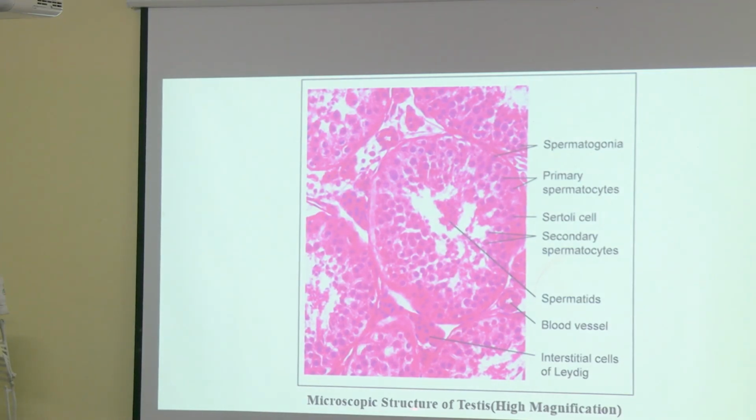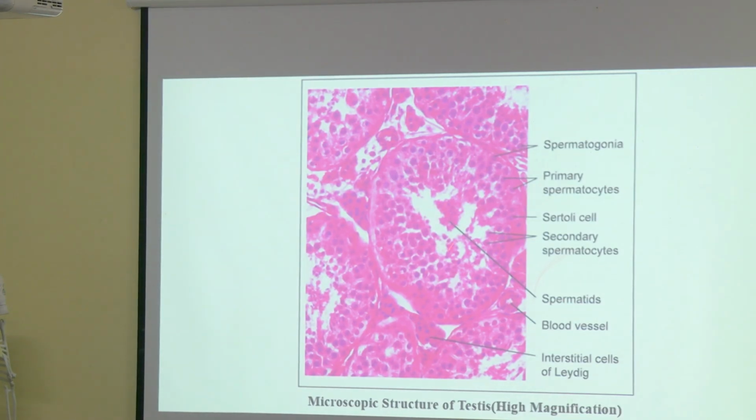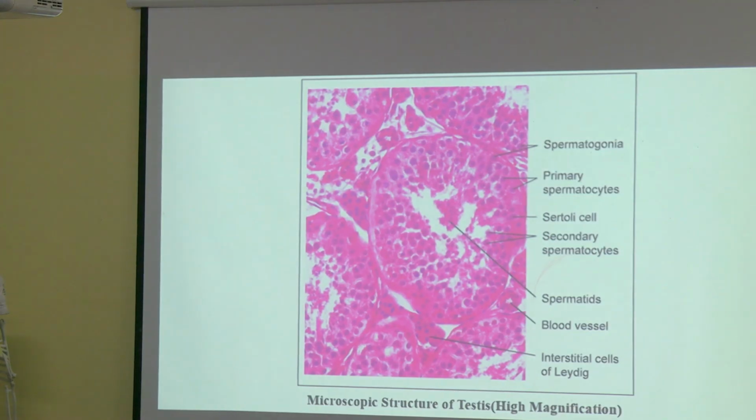So this is the microscopic structure of testis under high magnification. Here mostly you have to see a particular seminiferous tubule. Inside that, what are the different types of cells present, and how they are arranged, that you have to see. Next, the interstitial cells of Leydig, and then if the slide is very good, you can see some blood vessels also.